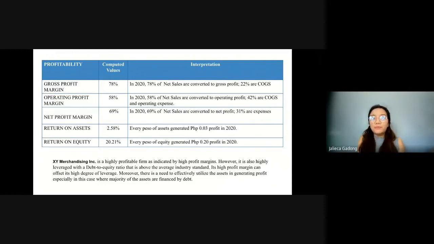I'm pretty sure before watching this video, you've already watched the financial leverage video that I have just made. So you know how financial leverage is also an important indicator of a company's financial health. However, it says here that although the company may have challenges in terms of settling its long-term obligations, there is a good profitability margin that it can use to settle that high degree of leverage.